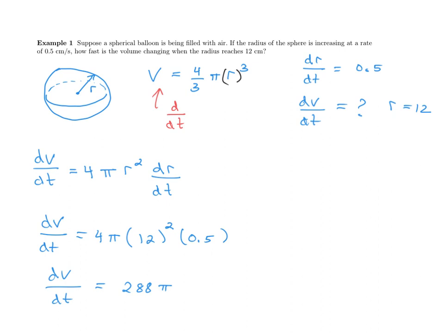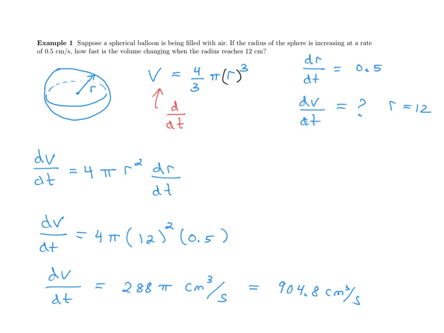What should the units be? Well, volume, if our distance is centimeters, should be cubic centimeters. The unit of time was seconds. So here we get cubic centimeters per second. If you want an approximation for that, 288 times pi is about 904.8. So roughly this many cubic centimeters a second is how fast the volume is changing at this given moment.